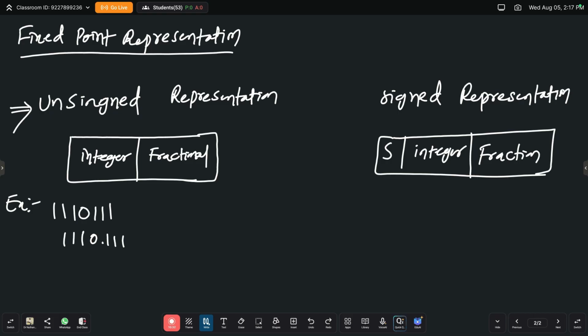Okay, now tell me. 4 bits are integer. Now same problem. 4 bits are integer, 4 bits are fraction. Do it. You just represent the given number with 4 bits of integer and 4 bits of fraction in the form of fixed point representation.